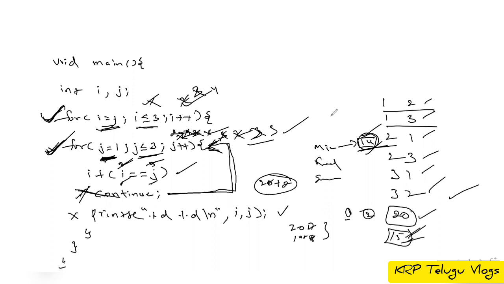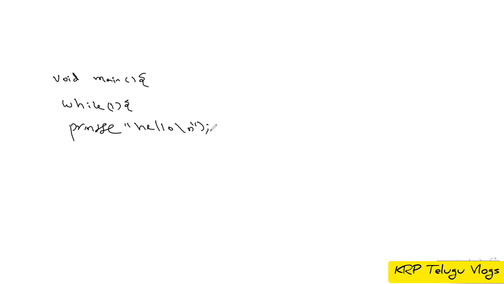Can I raise a question, sir? So now I'm having void main, while 1, printf hello. So what will it print basically? It will print nothing. What will it print?